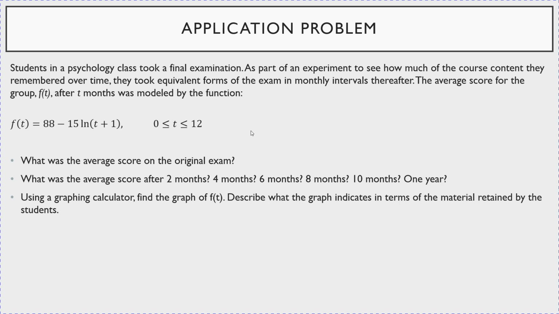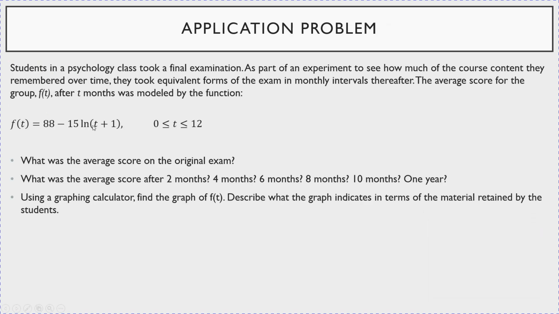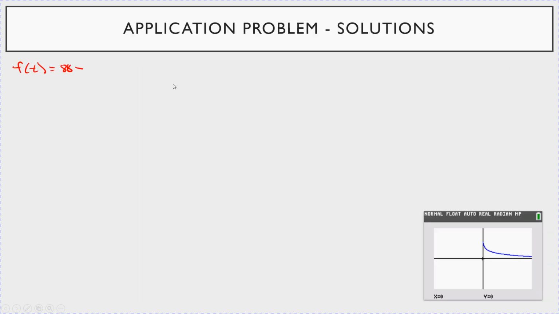So here's the first question. I'm going to rewrite this on the next slide so we have room to work. f of t is equal to 88 minus 15 times the natural log of t plus 1.